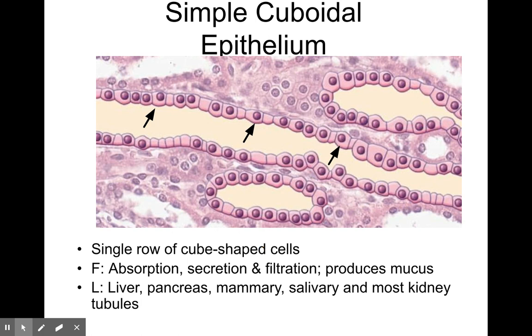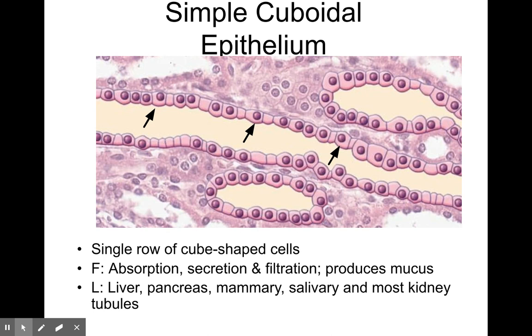The next tissue type is simple cuboidal. So the diagram is showing you tubes, tubules, and glands. So the tube is going in this direction. These tubes are kind of going towards you. And we can see we have a single row of cube-shaped cells. So that's simple cuboidal epithelium. The function is absorption, secretion, and filtration, and it produces mucus.